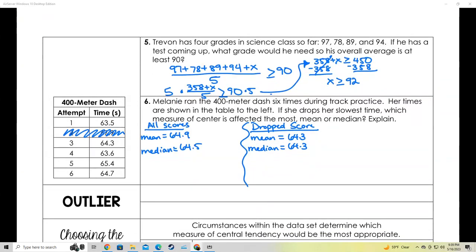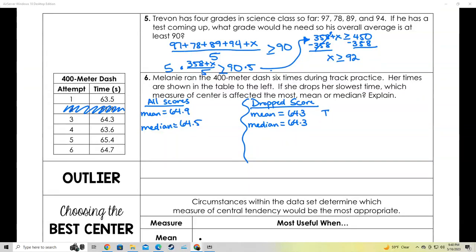Now that I have my data set, I want to compare these two. Let's see. The mean went from 64.9 to 64.3, which was a difference of about 0.6. The median went from 64.5 to 64.3, so that was only a difference of 0.2. So it looks like there was a bigger change in the mean than in the median. Why do we think that is? Well, because that 67.9 was so far away from the other numbers that it affected the mean a lot, right? The median tends to look at what numbers are stuck in the middle, and that 67.9 wasn't anywhere close to the middle, okay?